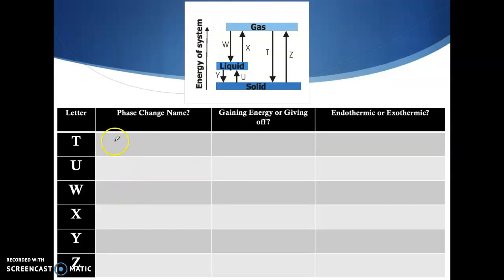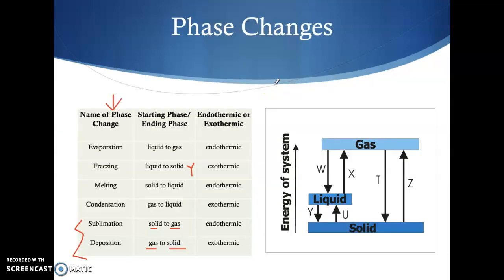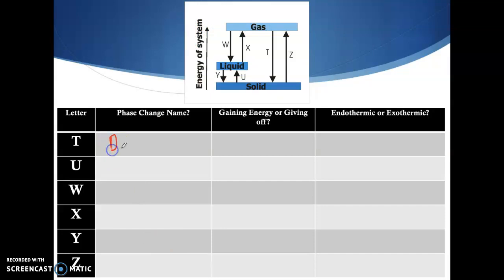So let's do a couple together. Let's find letter T. So I'm going from gas to solid. Gas to solid is deposition. I'm not going to write everything out just for the sake of time, but deposition is here. Now, in order to go from a gas to solid, do my particles have to gain or give off energy? They have to give energy. And the reason I know that is because my particles are moving slower at the end. Solids move less than gases. So when it gives off energy, that is considered an exothermic phase change.